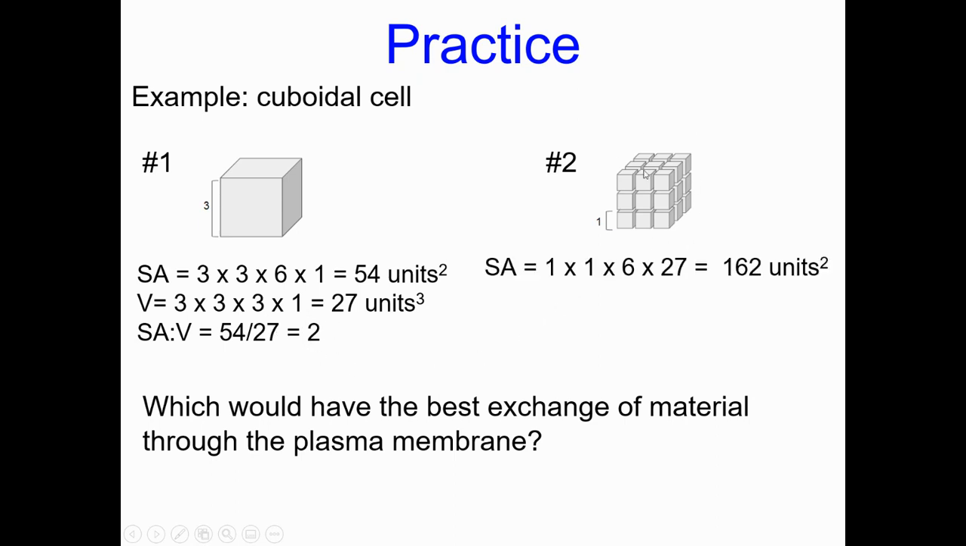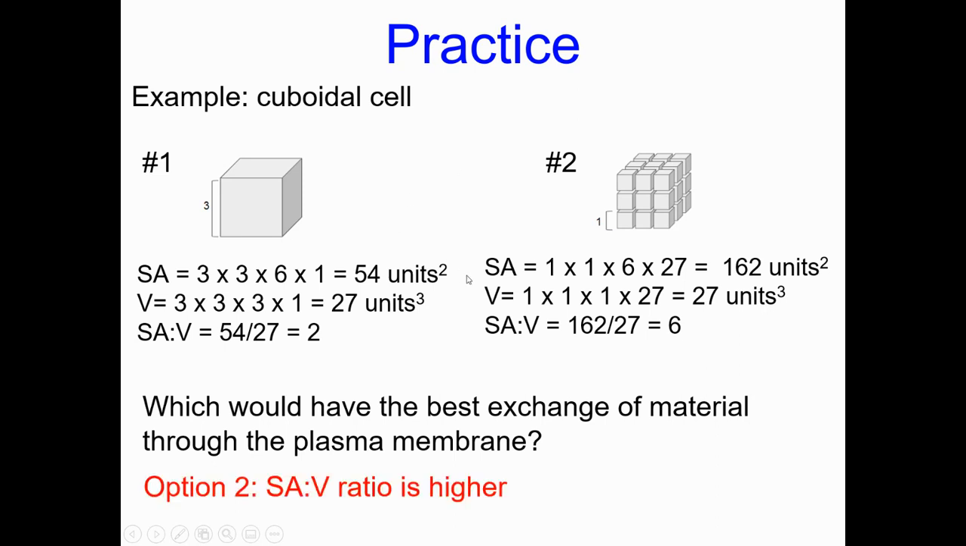Whereas here, you're doing the exact same thing, but now we have 27 cubes, and they're all a lot smaller. So you end up with a surface area to volume ratio of 6, which is much larger than number 1. So option 2 will be better, more efficient for the exchange of material through the plasma membrane because the surface area to volume ratio is much higher.